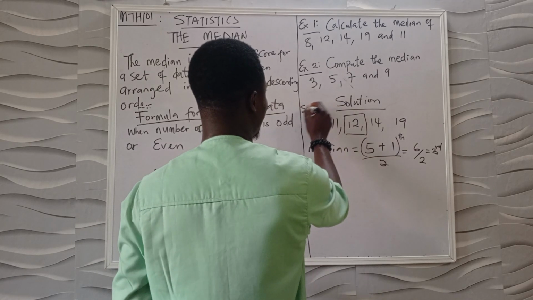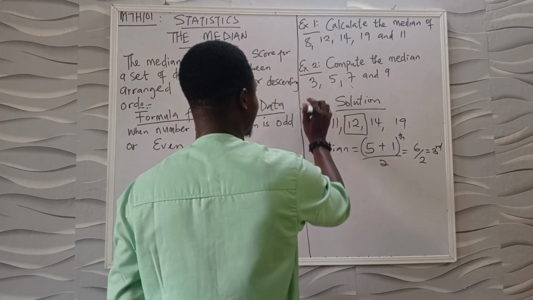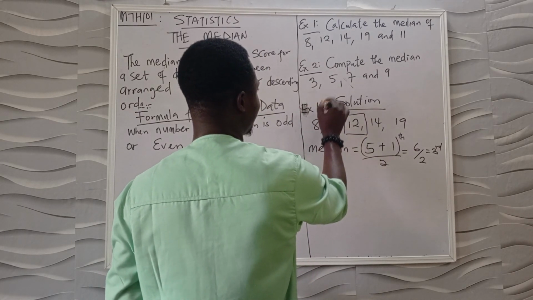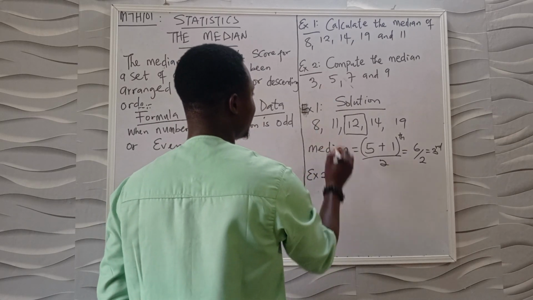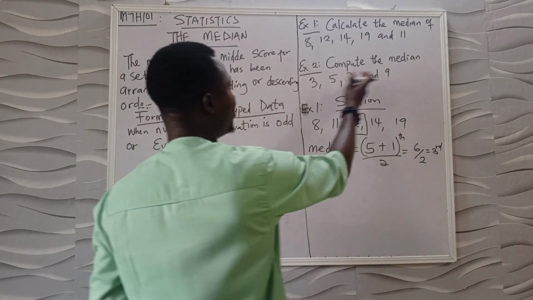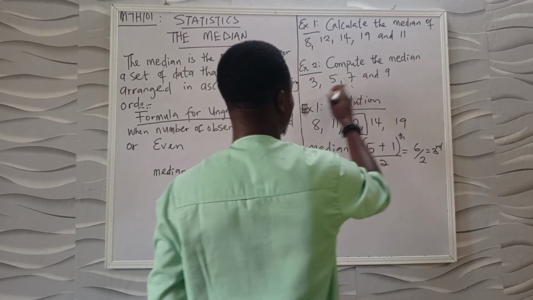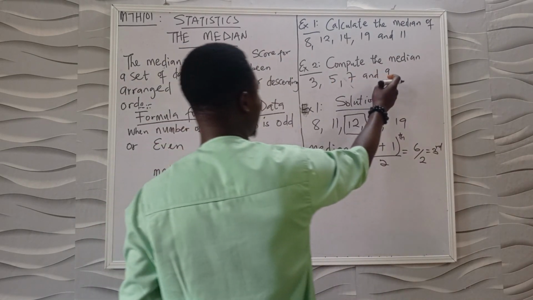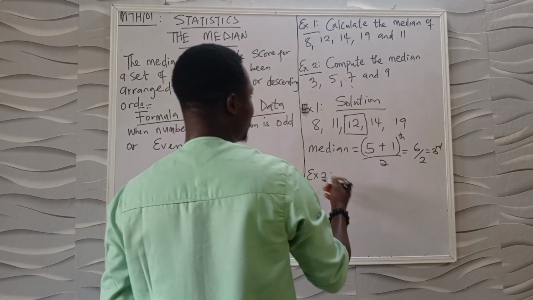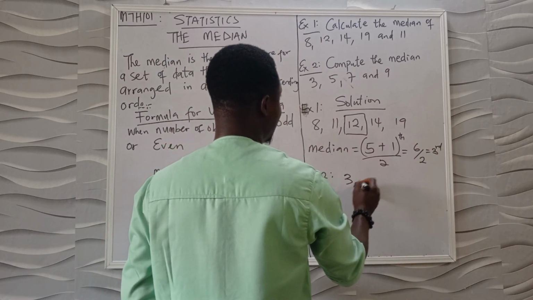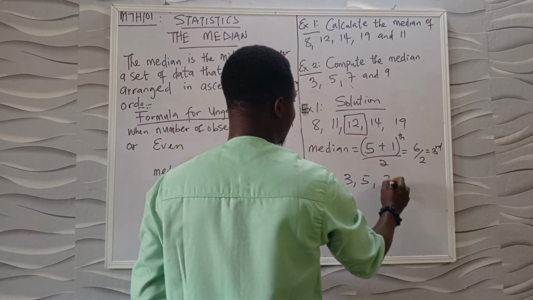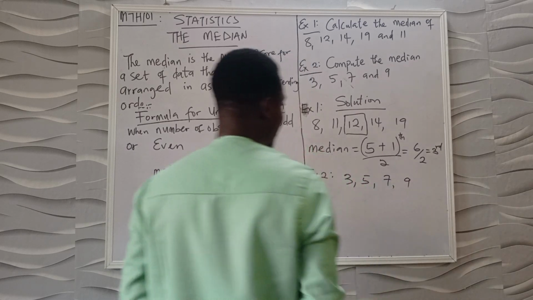Remember, this is the solution for example 1. Now for example 2, it says compute the median of 3, 5, 7, 9. So remember, we said we'll arrange it in either ascending or descending order first. So we have 3 followed by 5 followed by 7 followed by 9.